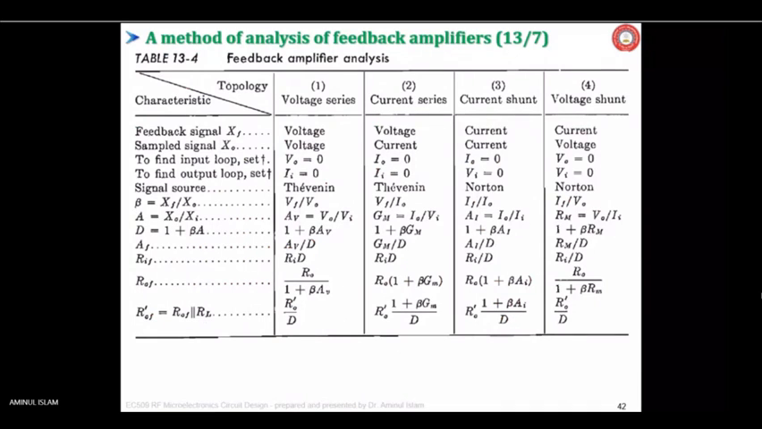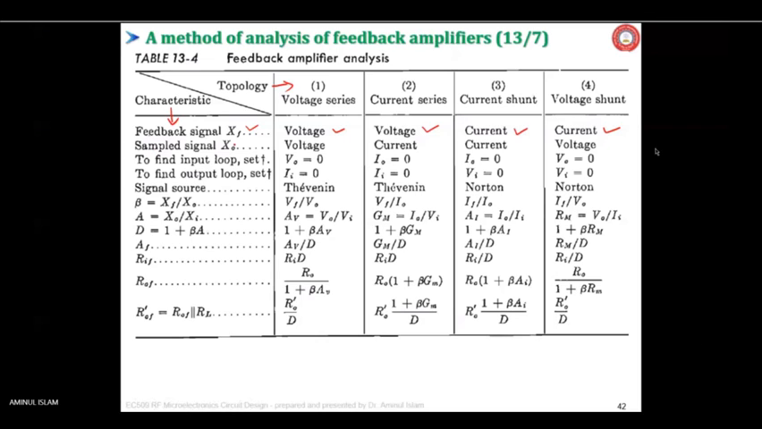Now, whatever we are discussing is summarized in this table. What is that? Feedback signal. The characteristic is here and the topologies are here. The topologies are voltage series, current series, current shunt and voltage shunt feedback amplifiers. Feedback signal Xf, that is the characteristic. Xf is voltage in case of voltage series, voltage in case of current series, current in case of current shunt, and current in case of voltage shunt.